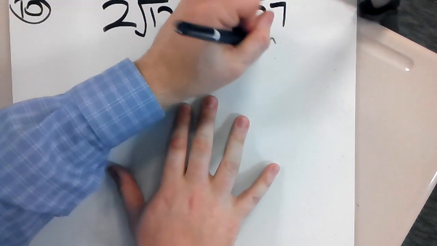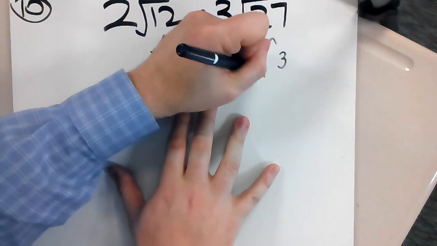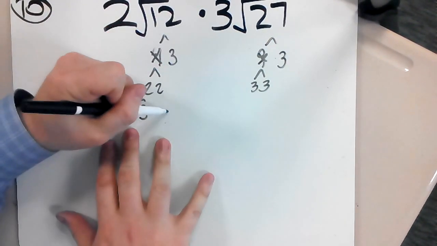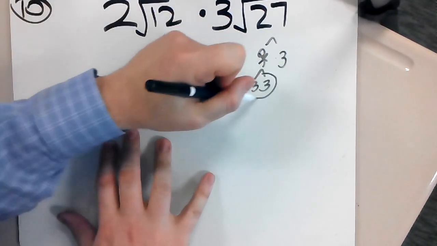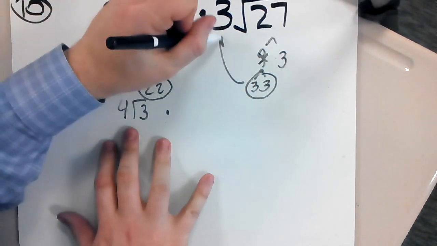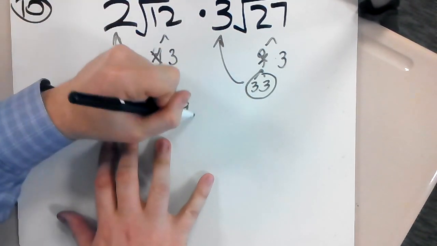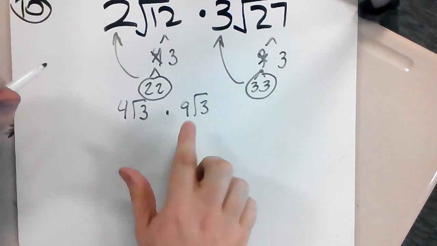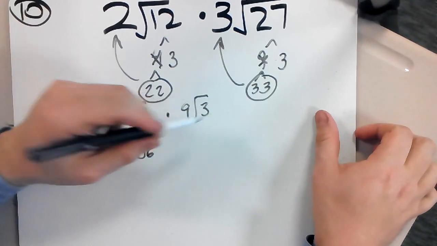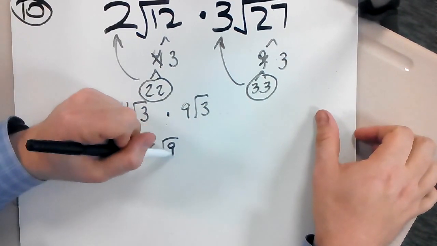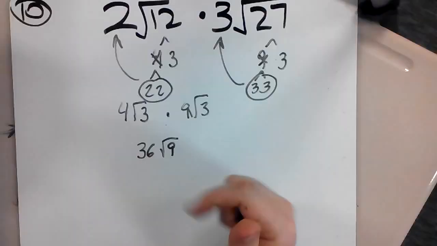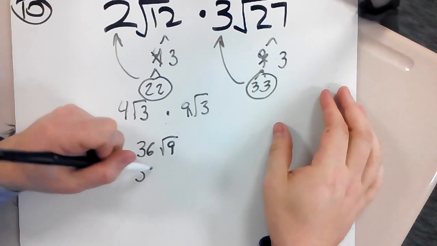And this one is 9 and 3, 3 and 3. That's going to give me 9 square root 3, right? These are the pairs that are coming out and multiplying into here. So 9 square root 3. 4 times 9 is 36, so I have 36. 3 times 3 is 9, so that's the square root of 9. Okay, what's the square root of 9? Square root of 9 is 3.